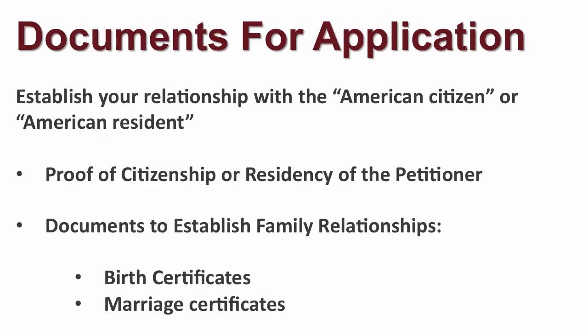To establish your relationship with the American citizen or American resident, you need the following documents. First, the petitioner needs to show that he or she is a U.S. citizen or U.S. resident. Then you have to show the relationship between the U.S. citizen or resident and the relative who lives abroad. And that's shown by birth certificates, marriage certificates typically. And this is just to get the application filed.